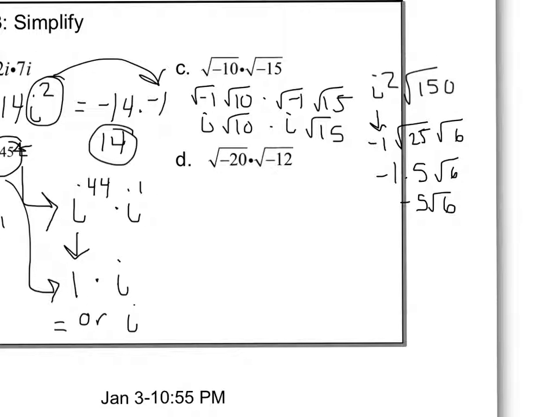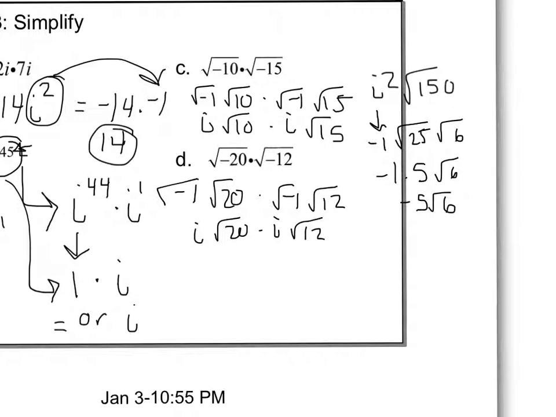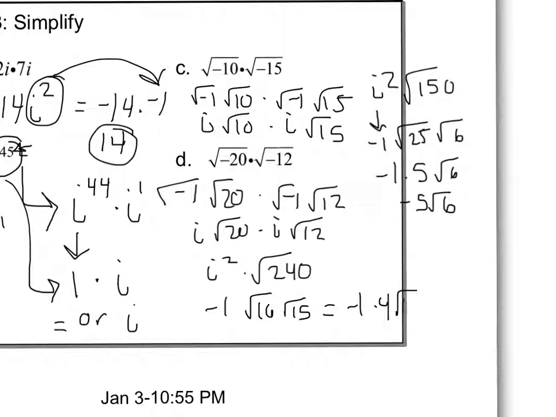We're going to do the same thing in D. We're going to take care of our negatives first. So it's the square root of -1 times the square root of 20 times the square root of -1 times the square root of 12. This becomes i square root of 20 times i square root of 12, or it becomes i squared times the square root of 240. i squared becomes -1. And I'm going to break 240 into one perfect square and another number. That's the square root of 16 and the square root of 15. So it simplifies to -1 times 4 times the square root of 15, or just -4 square root of 15.